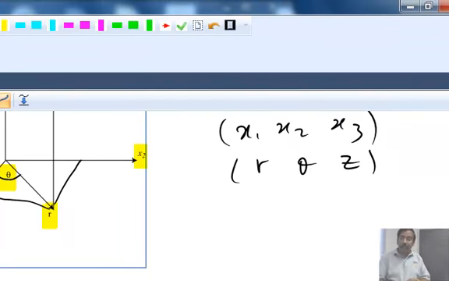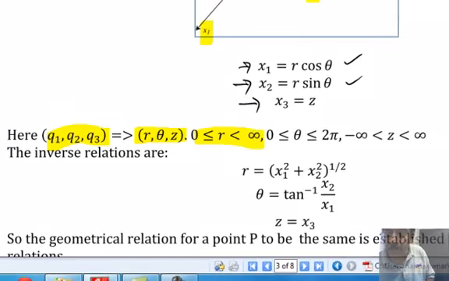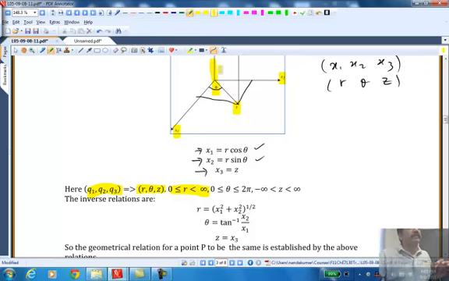Now, what are the ranges for q1, q2, q3? In this case, q1, q2, q3 being r, theta, z. r can go from what to what? In the Cartesian frame, what would be the range for x1, x2, x3? From minus infinity to plus infinity in each one of the directions. That's what we need to span the entire space. To reach any point in space, we need to have minus infinity to plus infinity. But in the case of cylindrical coordinates, if you want to reach all the points, what would be the range for r? 0 to infinity. r can never be negative. r is measured from this axis, so it can only be positive. Okay? But you can still reach the entire space.